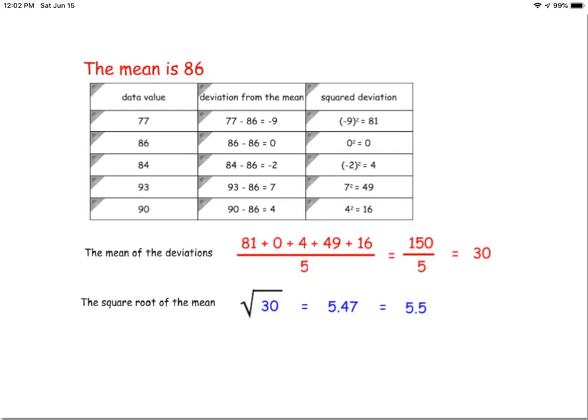The next step was to square the deviations. So I took the deviations, or this subtraction problem, and squared them. So the first one, negative 9. Notice negative 9 squared. Remember, squared means to multiply the number by itself. So negative 9 times negative 9 is not negative 81. Remember, a negative times a negative is a positive number.